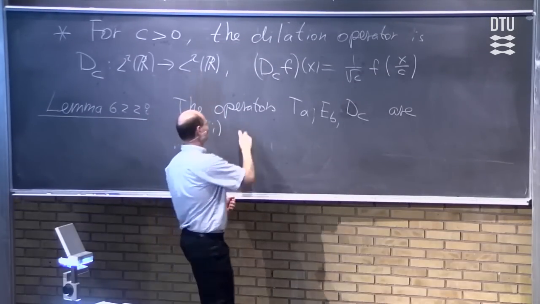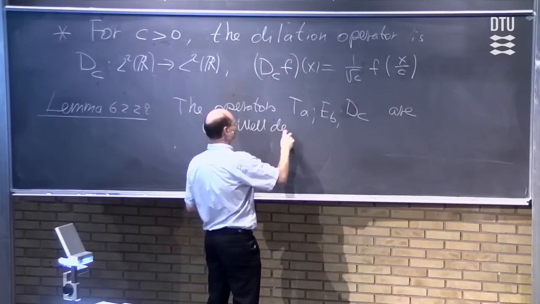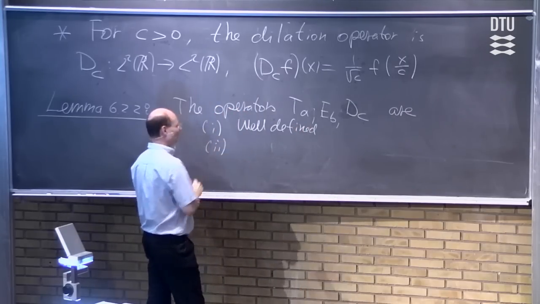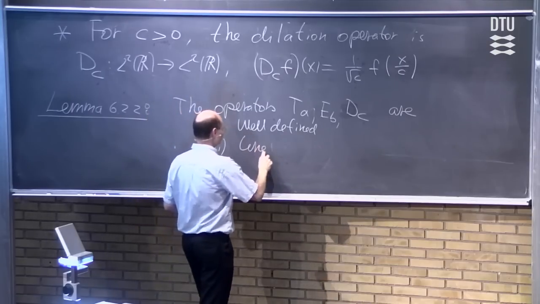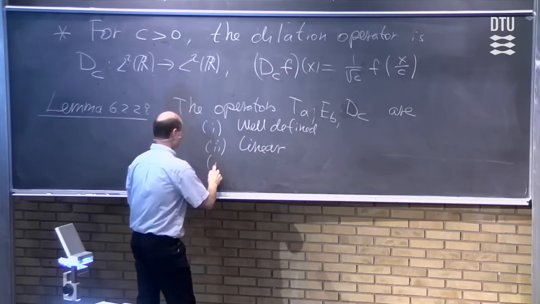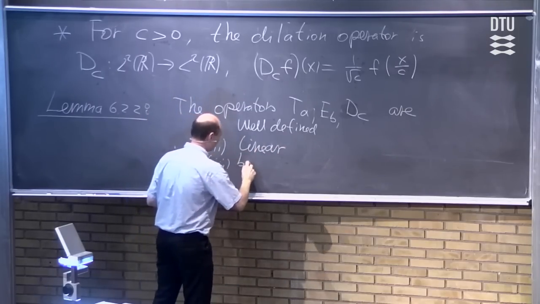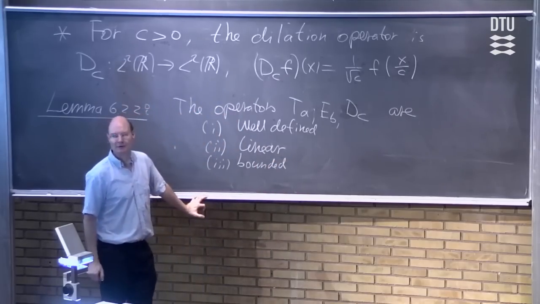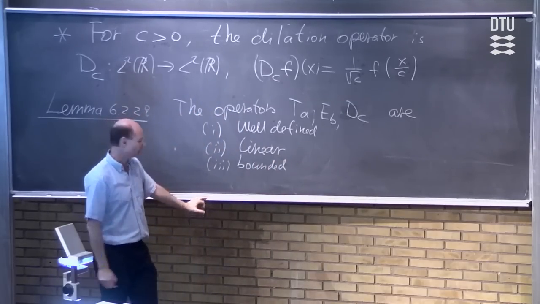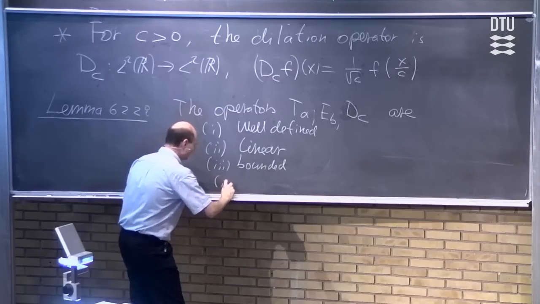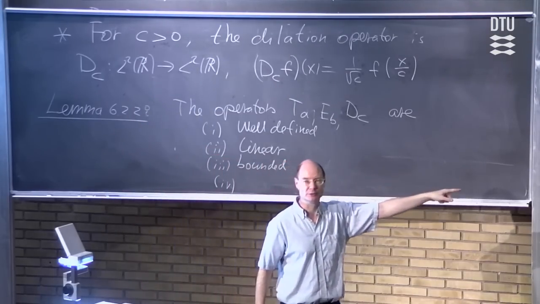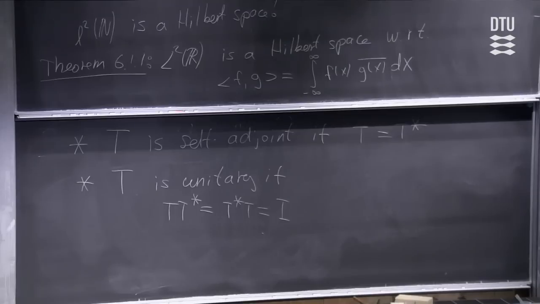They are well-defined. They are linear. And they are bounded. So these three properties are something that you have checked many times at the problem session. But there's a fourth point here, and that's the reason that I reminded you about the self-adjoint and unitary operators. It turns out that all operators are unitary.